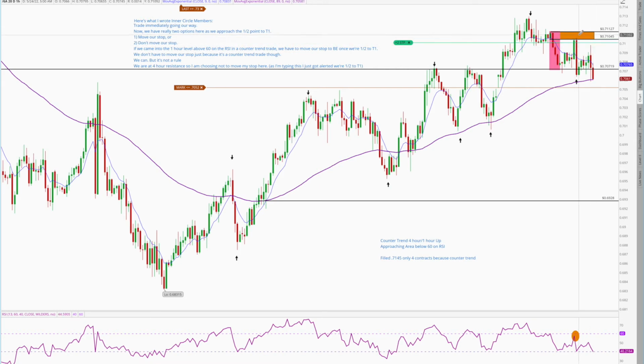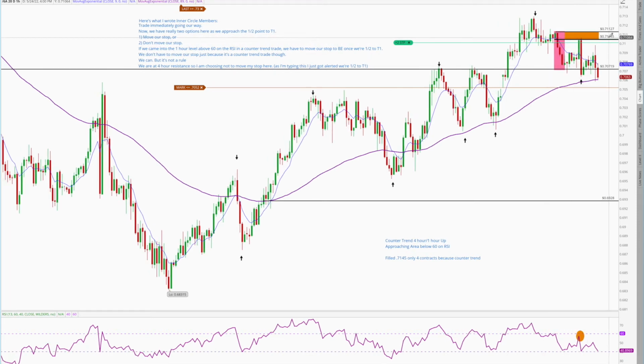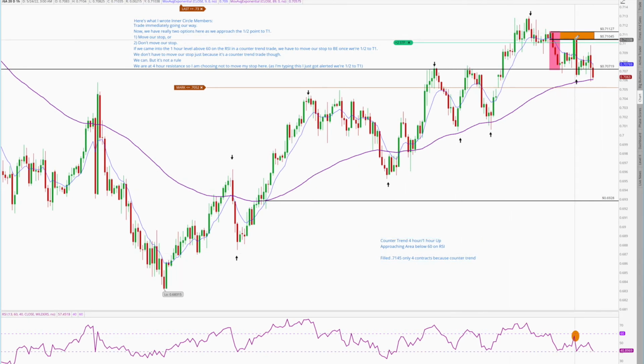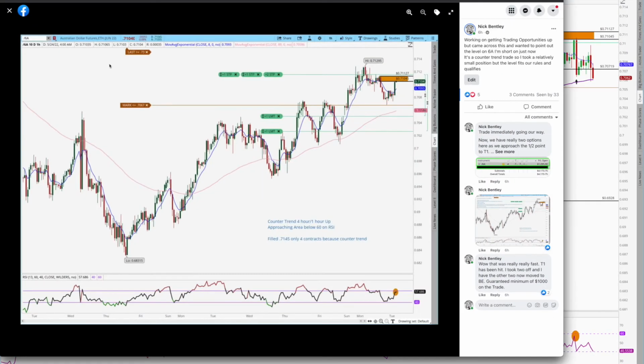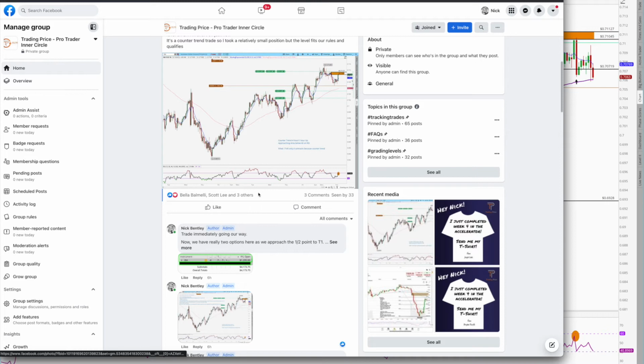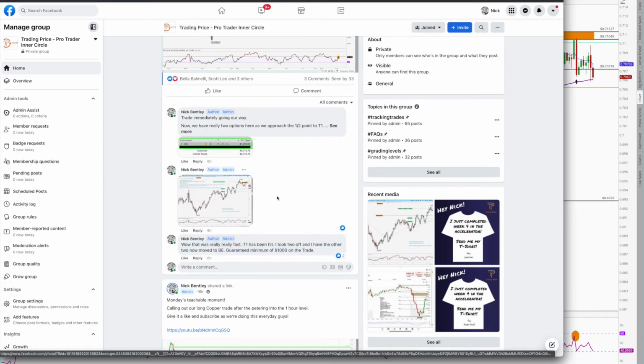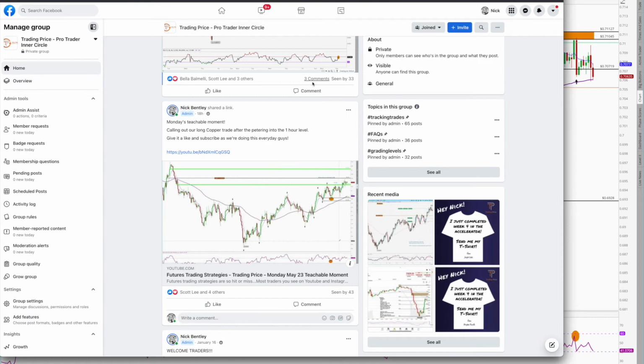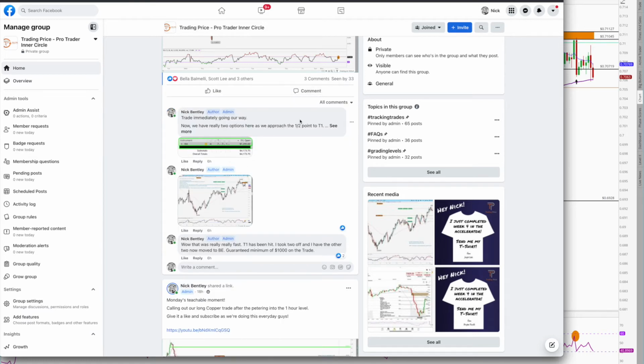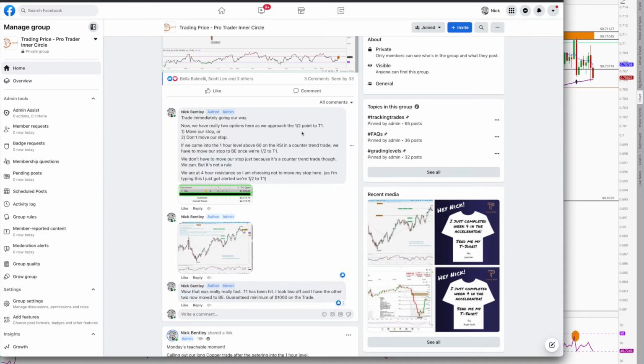All right. So this was a $2,000 move. I took half off. We've guaranteed a $1,000 trade. It's probably more like $1,025, to cover the cost of commissions and stuff like that. But this is exactly where we got in at 71.045. Got short, price rallies, and what I said here on the inner circle was this. I always leave notes on why we're taking the trades that we're taking. And the trade is immediately going our way.